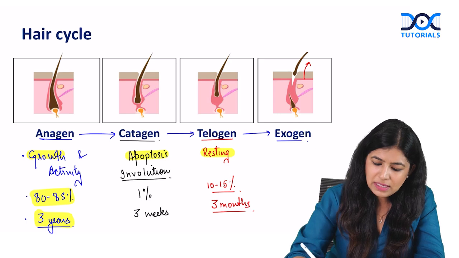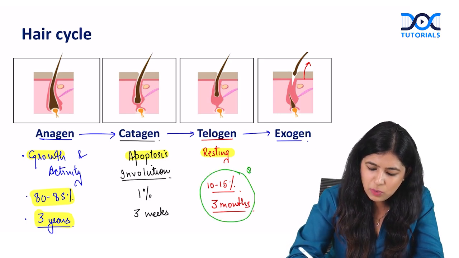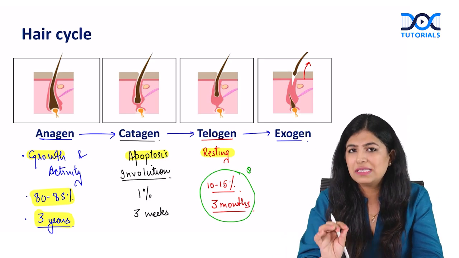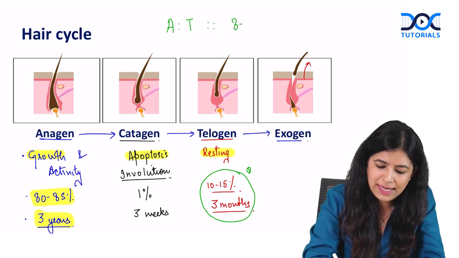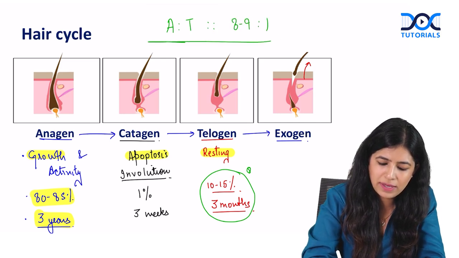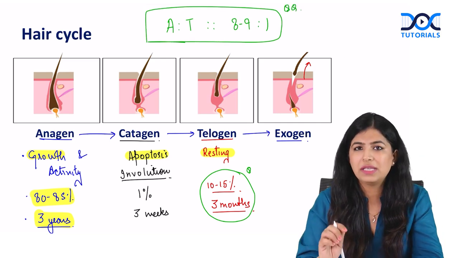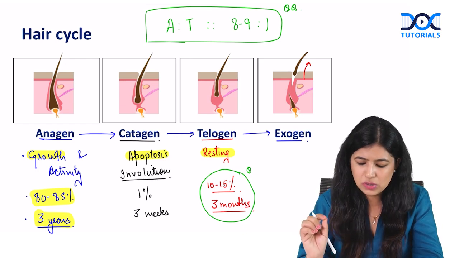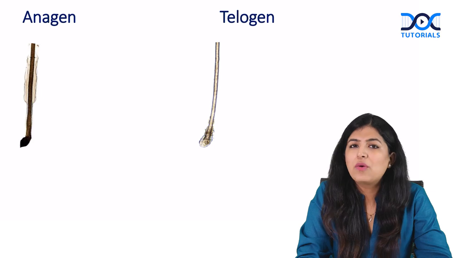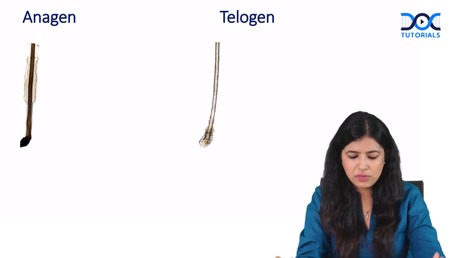On the other hand, telogen is just about 10 to 15% of the hair at one time and the duration is 3 months. So what is the normal anagen to telogen ratio in the scalp? That is about 8 to 9:1. Important to remember this ratio of the anagen to telogen hair. The normal ratio is 8:1 or 9:1.